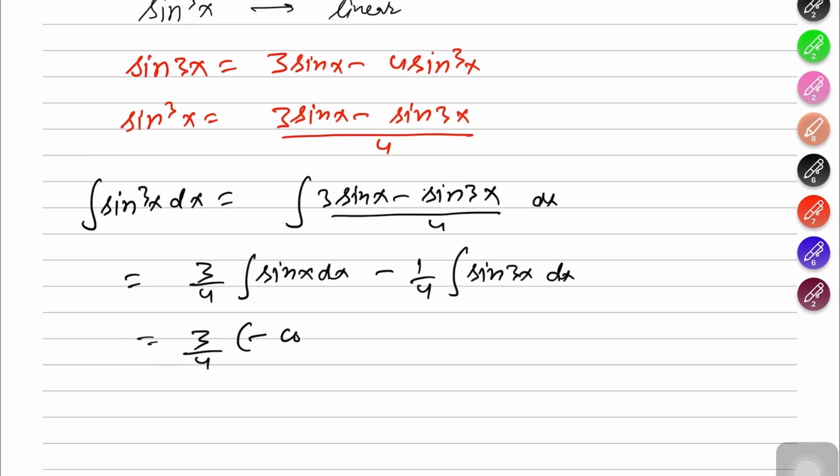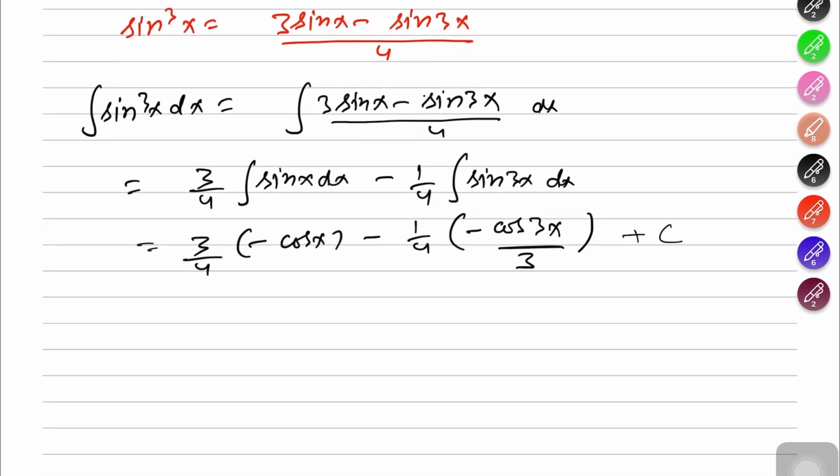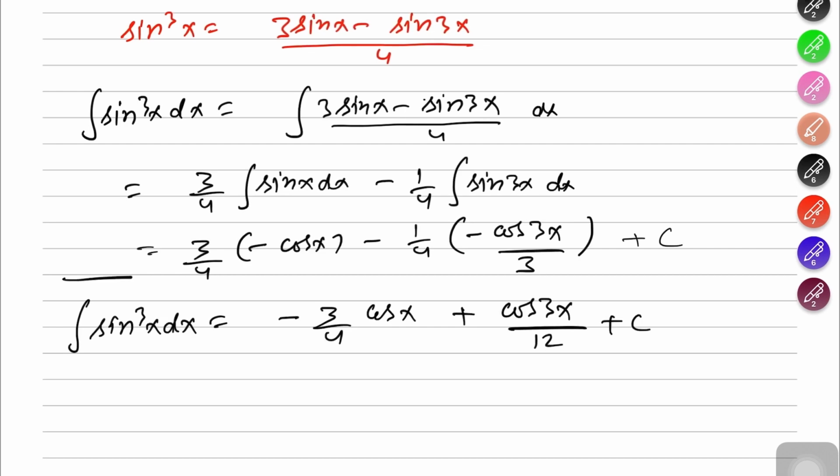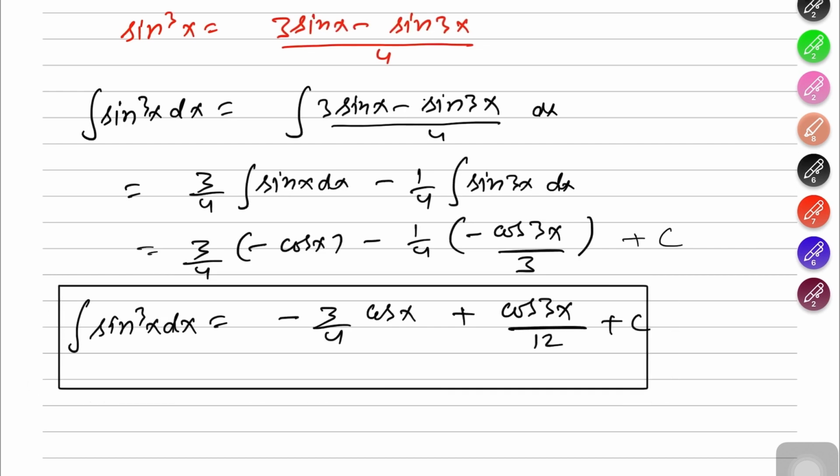minus cos x, and minus 1 by 4 times the integration of sin 3x, which will be minus cos 3x divided by 3. We have seen previously that the coefficient of x, which is 3, will be divided as well, plus constant. So the integration of sin cube x dx is minus 3 by 4 cos x plus cos 3x upon 12 plus constant. So this is the integration of sin cube x.